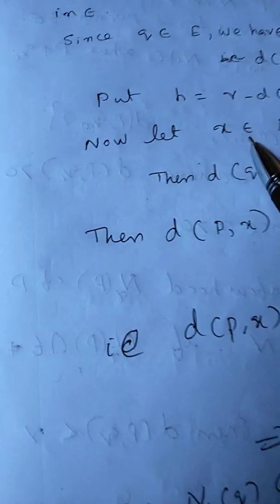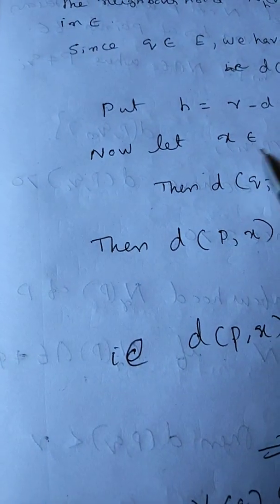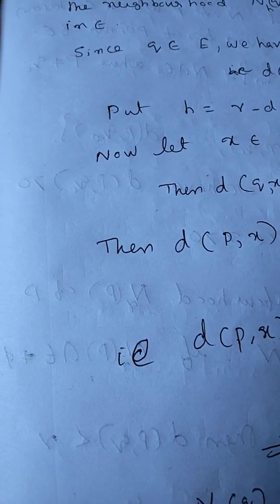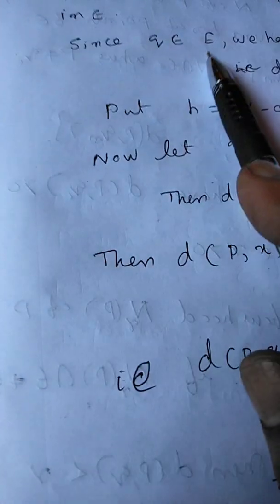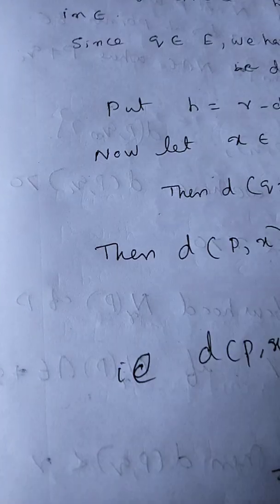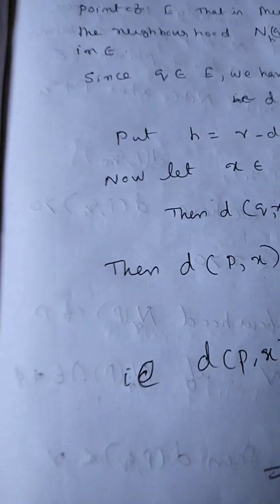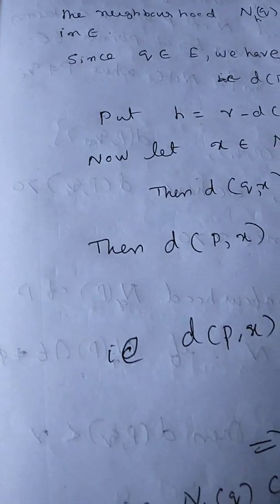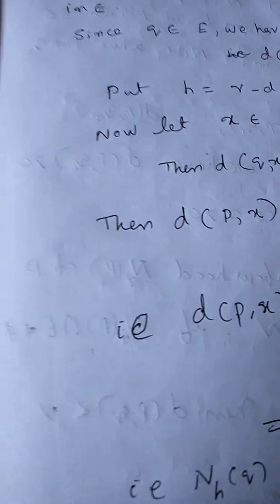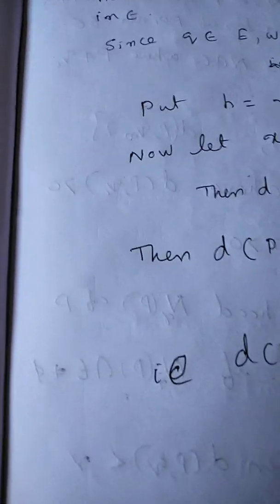So, q is an interior point. For any q belonging to E, we have the neighborhood N_h(q) contained in E. So, q is an interior point of E. This is true for all q belonging to E. Hence, E is an open set.